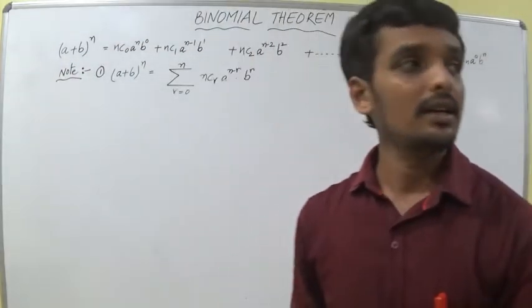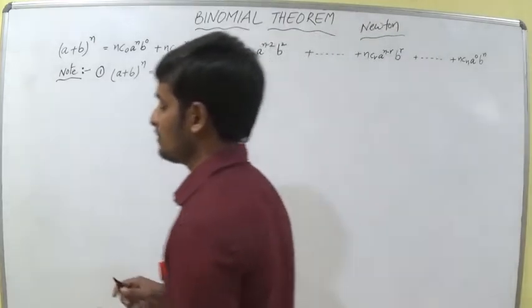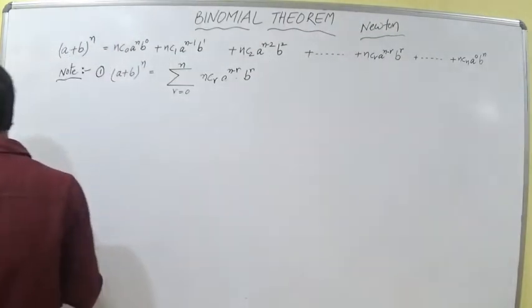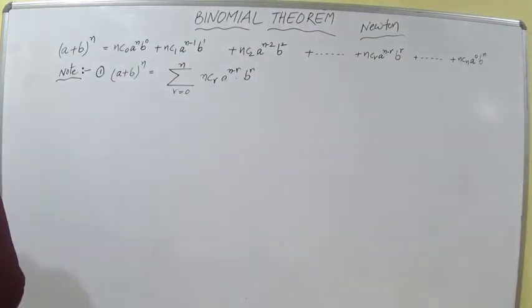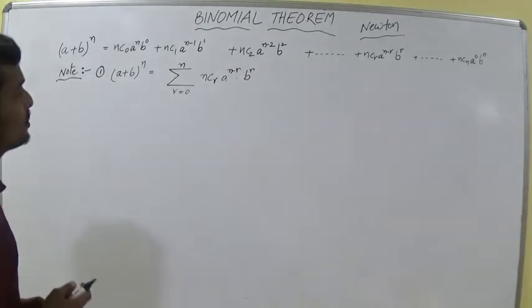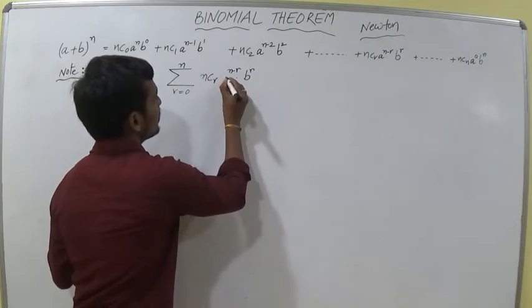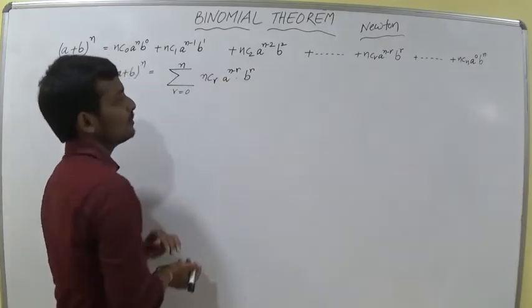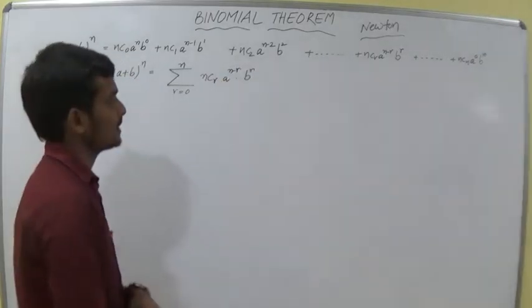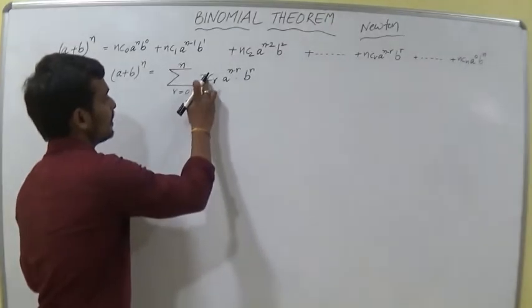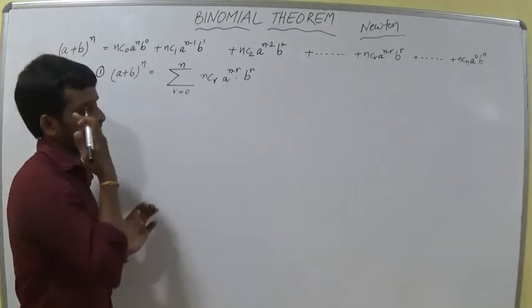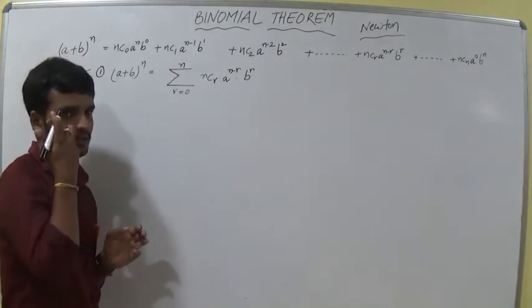This is the simple notation of the binomial theorem. Sigma r is equal to 0 to n, nCr a power n minus r into b power r. If you have any doubts, I will clarify them.